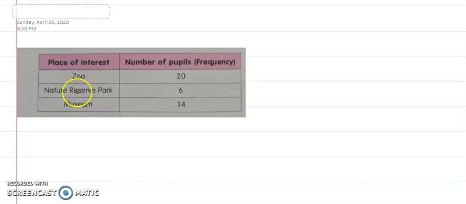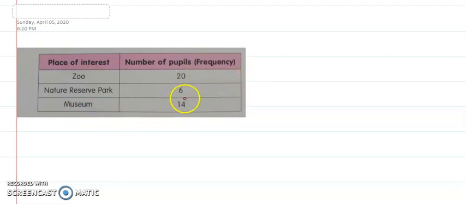In the same way, the number of students who visited the nature reserve park is 6. So I can say the frequency of the students visiting the nature reserve park is 6. The students visiting the museum are 14. So their number is 14. It means I can say the frequency of the students visiting the museum is 14.